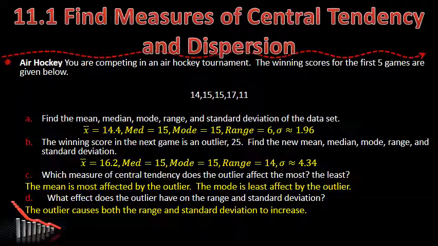Let's start by finding the mean, median, mode, range, and standard deviation of the data set. If we want to do it by hand, to find the mean, we'd add together the numbers and divide by 5 because there's 5 numbers. To find the median, we'd have to rearrange them into the proper order and find the middle number, which would be 15. The mode is the most common number, which is 15. The range would be the biggest minus the smallest, 17 minus 11 to get 6. And the standard deviation we'd have to calculate.